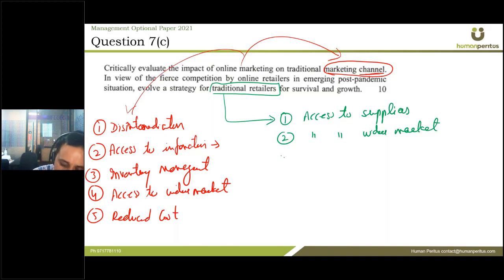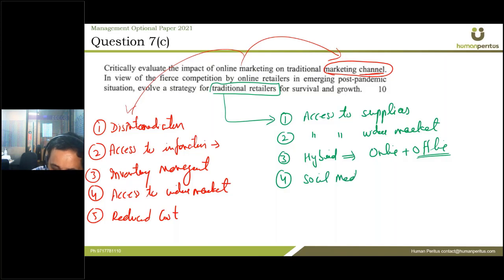How they will do it? They have to adopt a hybrid strategy. Hybrid means what? That they are traditional retailers, so they have got offline presence. So what they should be doing? They should be offering a hybrid strategy of offline plus online. So while running business in the offline, they should take care of capability which are offered by online marketing as well. So they should go for the hybrid strategy. Number four, they can use social media for what? For promotion.